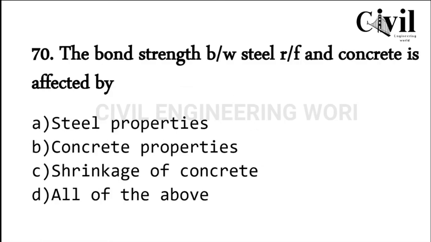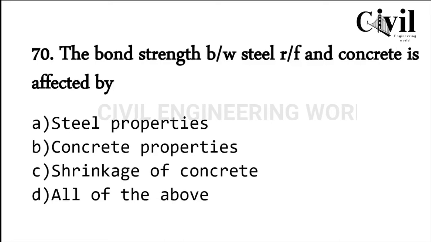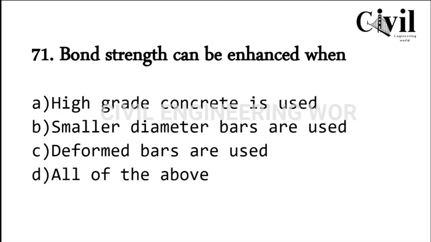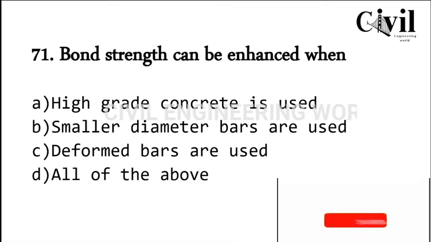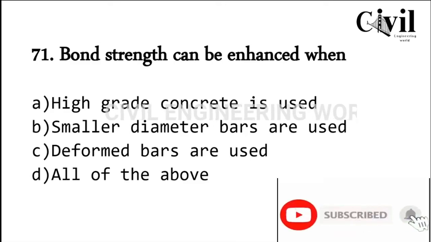Okay. So the bond strength between the steel reinforcement and concrete is affected by steel properties, concrete properties, and shrinkage. Both, all of above is the correct answer, D. Okay, so bond strength can be enhanced when high-grade concrete is used, small diameter bars, deformed bars, all of above. So D is the correct answer. All of above means all factors contribute towards bond strength.